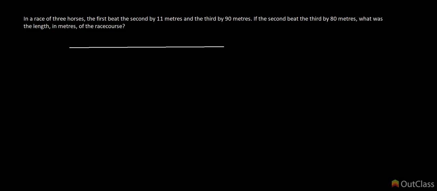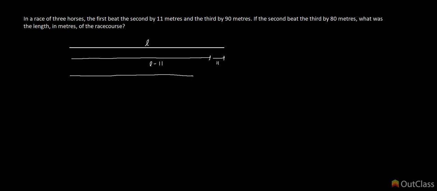So in this race of some unknown length L, which we're trying to find, horse 1 beats horse 2 by 11 meters. That means horse 2 is almost done with the race, but 11 meters behind. So H2 has done L minus 11 in the same time that H1 has done L, while the third horse was beaten by the first one by 90 meters. So that means it has done L minus 90 in the same time.